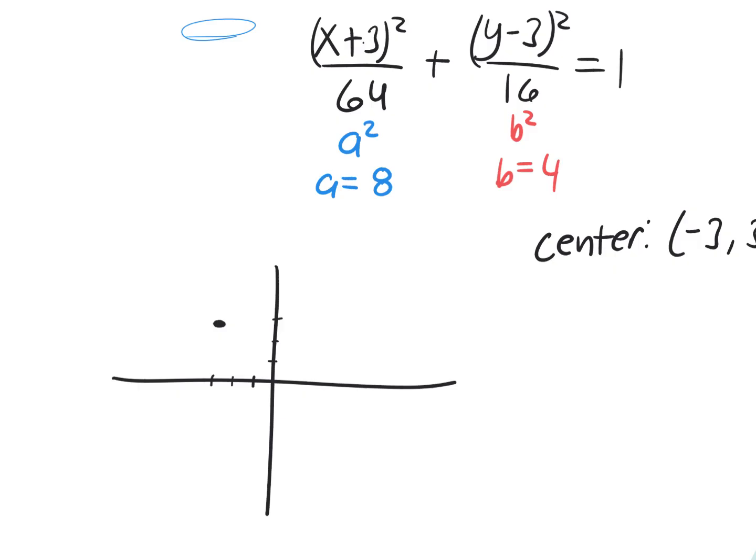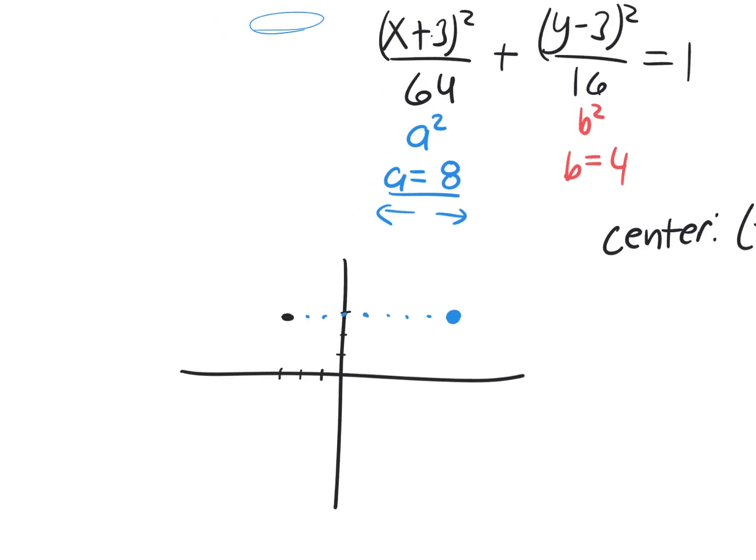And then a equals 8, that means I'm going to go 8 units to the right and left. So I'm going to go 1, 2, 3, and then 1, 2, 3, 4, 5. So it's going to be somewhere right there. And then I can do the same thing in the other direction. So somewhere right there.